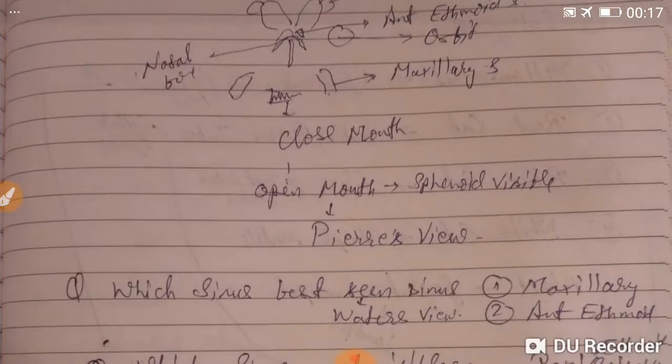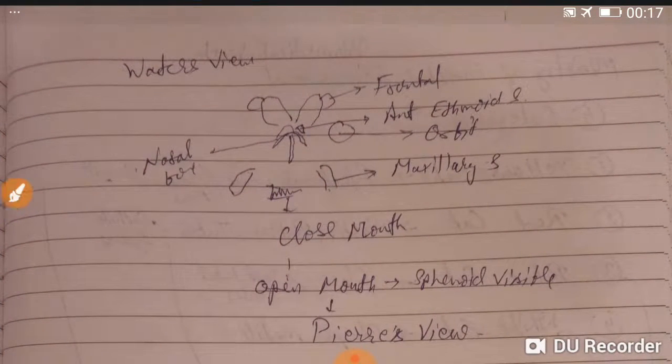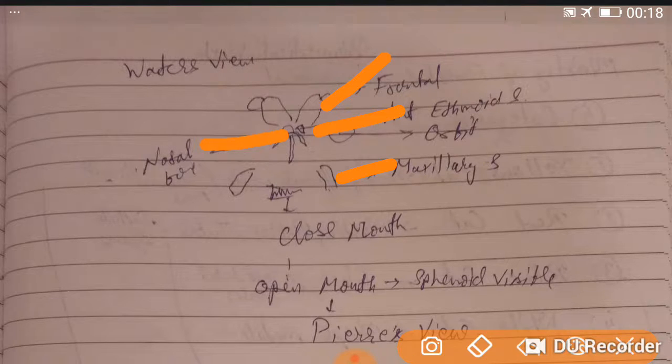Now next table, I explain Waters view the same as there. This is frontal, we see in the diagram. This is ethmoid, this is nasal bone, this is maxillary sinus, with closed mouth. When the mouth is open, sphenoid is visible. This is known as Payer's view.